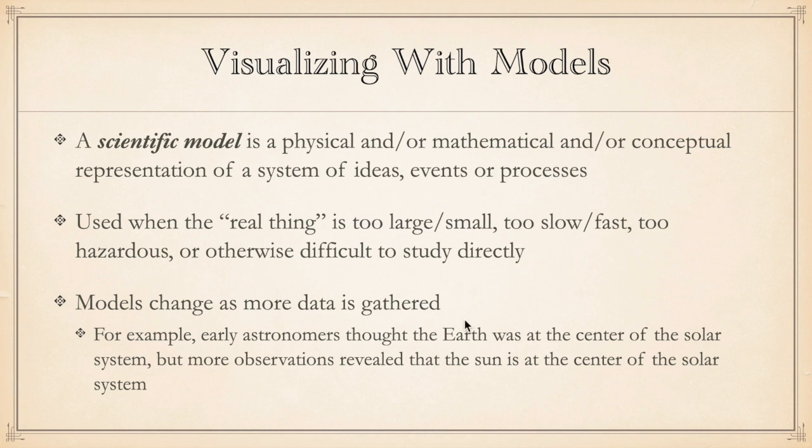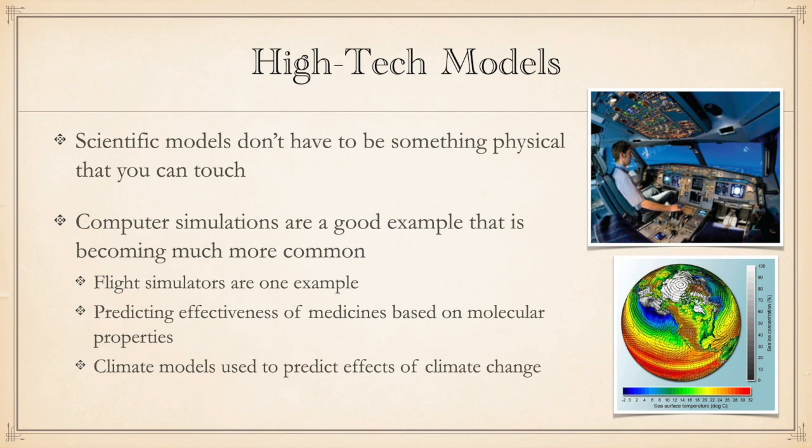Models change as more data is gathered. So, for example, early astronomers thought that the Earth was at the center of the solar system, but more observations revealed that the sun is at the center of the solar system, and our solar system isn't really at the center of anything. So, originally we thought the Earth was the center of everything, and now we know that it's not the center of anything really, except the Earth-Moon system, I guess.